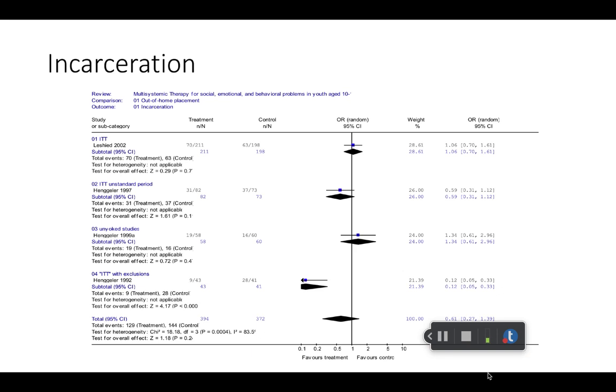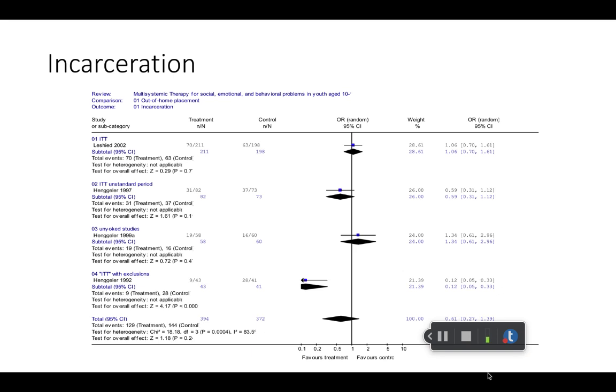Then going further to the right, we're going to ignore the weight column for now and take a look at the final set of numbers, and this is the odds ratio. An odds ratio very close to 1 means that the chance of being incarcerated is almost identical in the 2 groups. An odds ratio of 1 means there's no difference between the groups. And the confidence interval crosses the line of no difference, so we have evidence that these groups are not different.